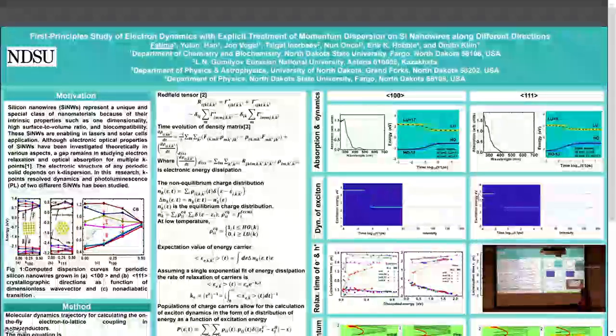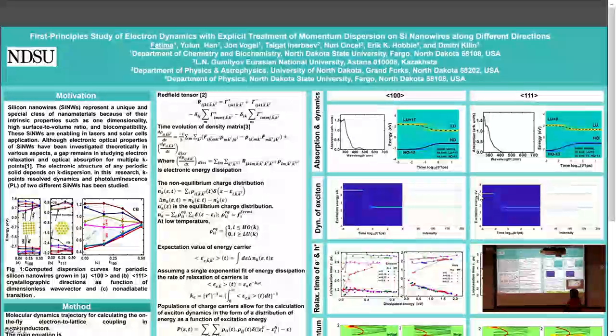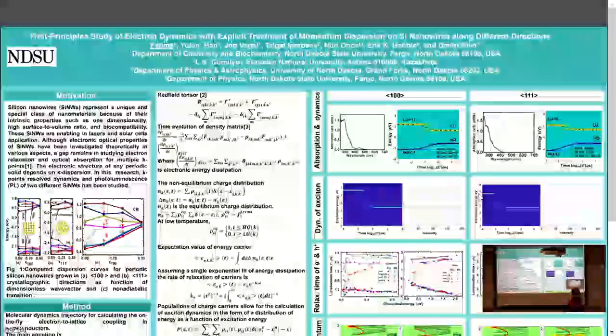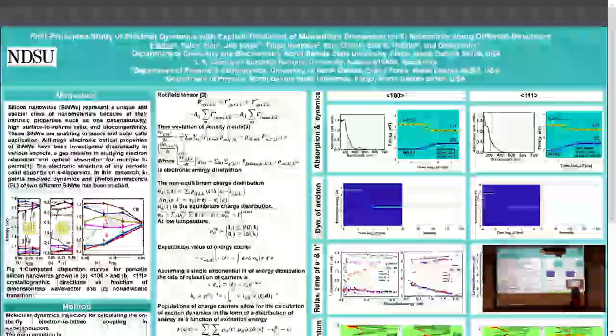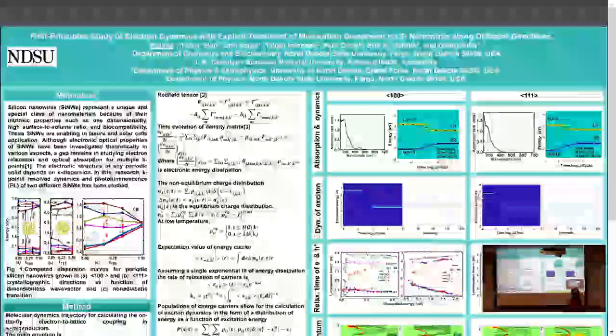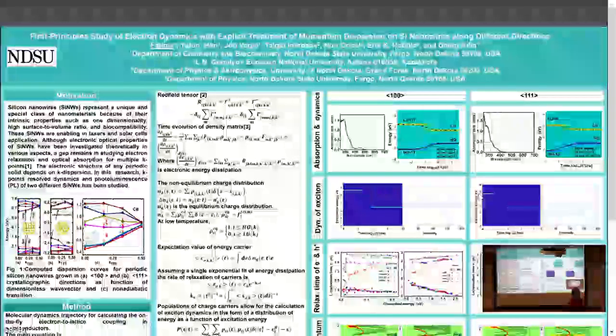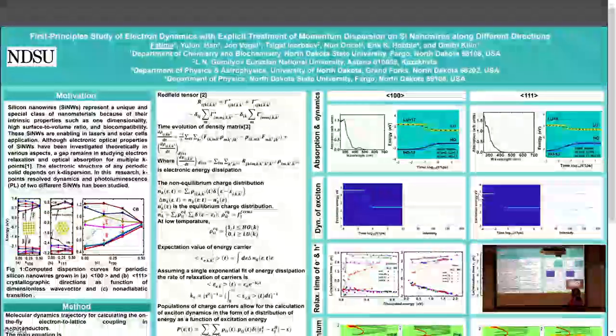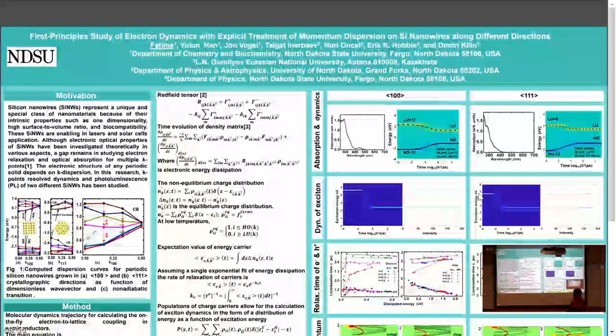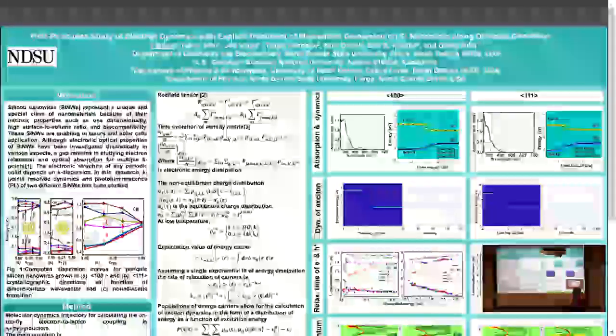And one can derive the Redfield tensor from the rate of transitions. Here is the time evolution of the density matrix, which uses energy dissipation. And the last term is the electron energy dissipation term. See, here you have for the Redfield tensor, it's the right amount. Okay, and then we can calculate the non-equilibrium charge distribution, which is a function of energy and time.